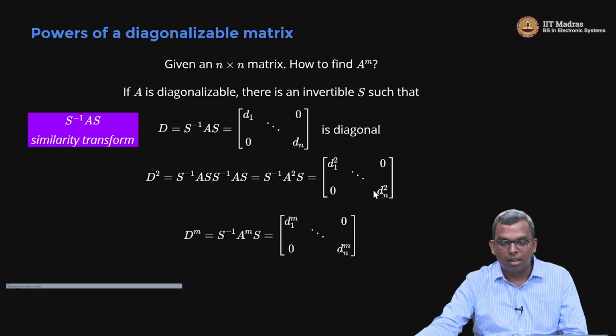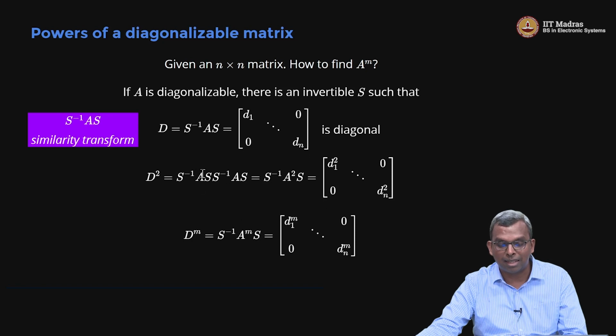The same thing can be pushed further. Any power of D is related by the similarity transform to S inverse A power m S, because the S inverse and S will always cancel in the middle. You will only be left with the S inverse on the left side and S on the right side. Now, this D power m is very easy. It is D1 power m to Dn power m. Okay. So, now you can push the S's to the other side.